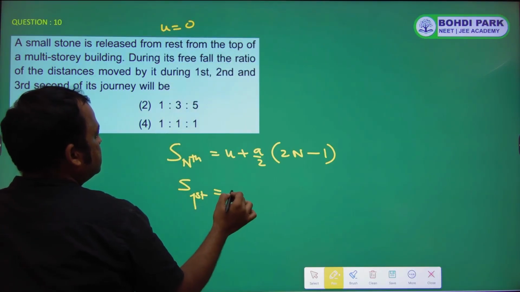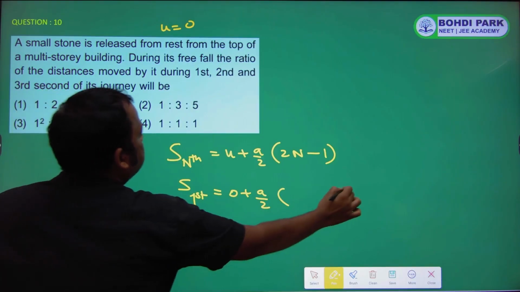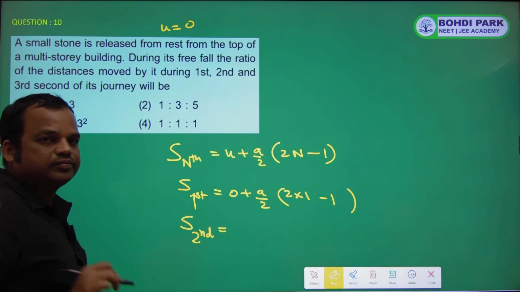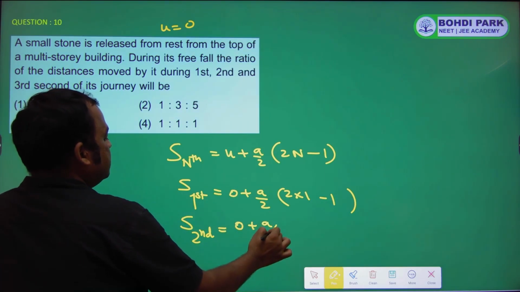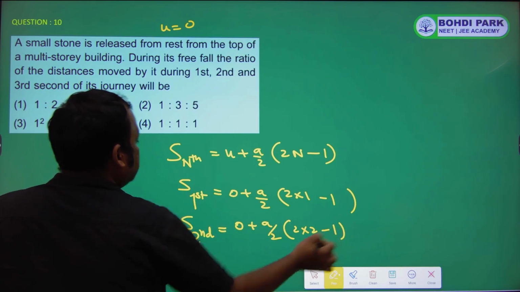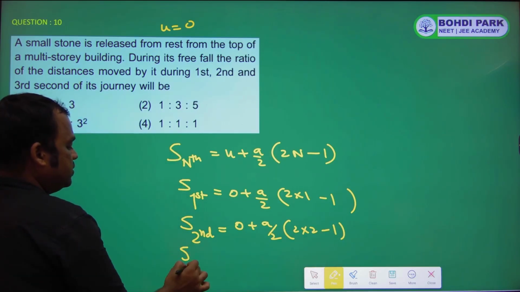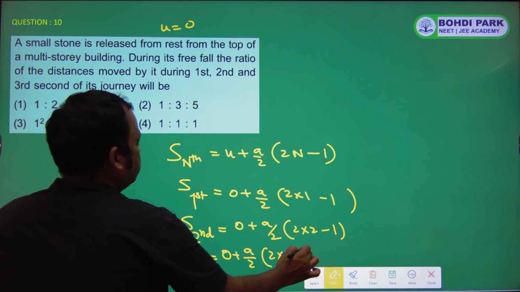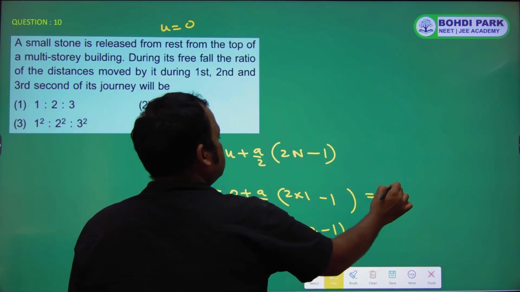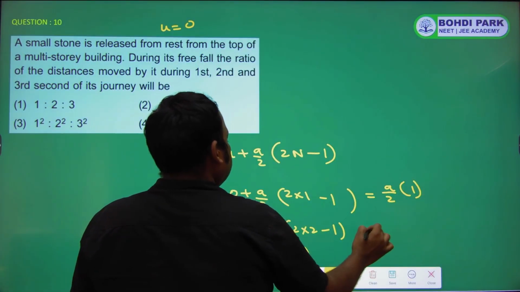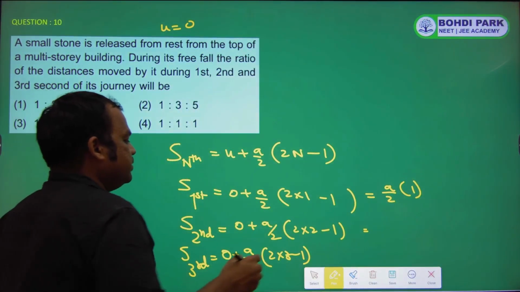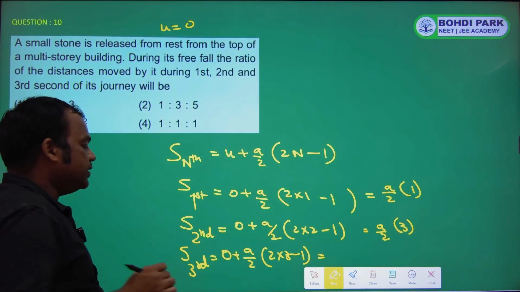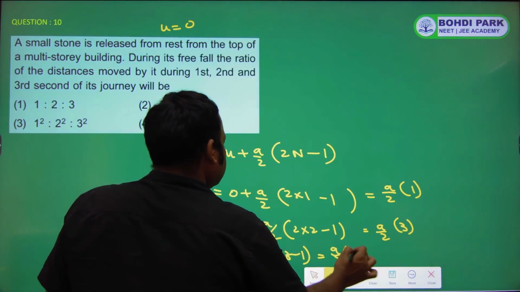So displacement in the first second will be 0 plus a by 2 into 2 into 1 minus 1, and displacement in the second, n will be 2. So 0 plus a by 2, 2 into 2 minus 1, and displacement in the third second is 0 plus a by 2 into 2 into 3 minus 1. So first second it is a by 2 into 1, second it is a by 2 into 3, and in third second it is a by 2 into 5.